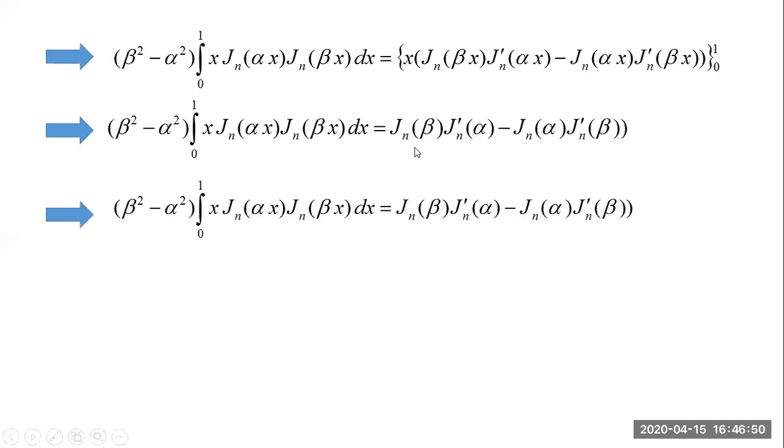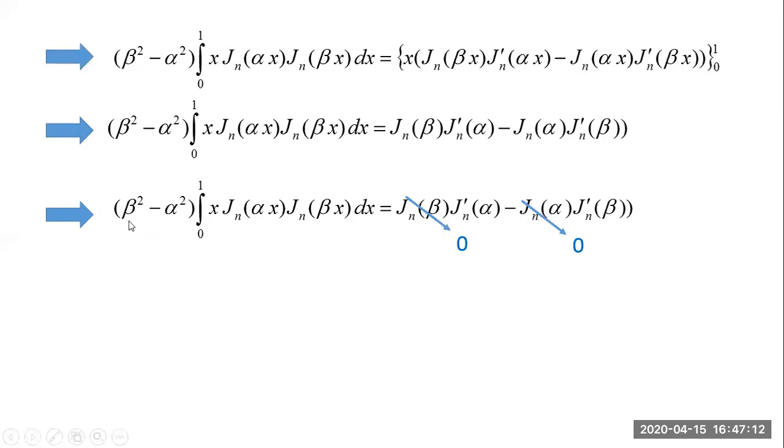So we get only this term. In this expression, by the hypothesis, we know Jn of alpha and Jn of beta both are 0, because alpha and beta are the two roots of Jn of x equal to 0. So we know Jn of alpha is 0 and Jn of beta is 0. Therefore, this entire right hand side becomes 0.